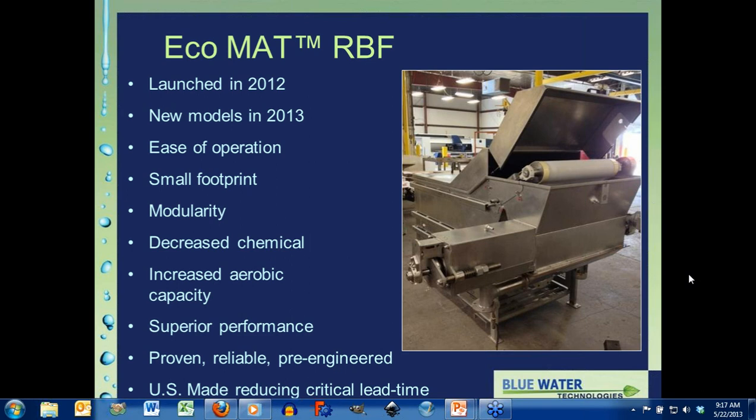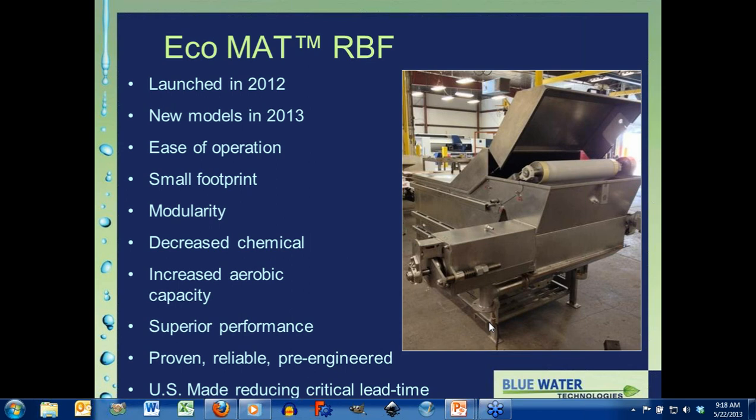What that does for you, this treatment system, the EcoMat rotating belt filter, will provide increased aerobic capacity within a treatment plant, as well as provide a cost-effective way to manage those peaking factors that would otherwise be quite troublesome with combined sewers, overflow scenarios, and stormwater treatment. So I'm covering very broadly a variety of applications for this technology, but very well engineered, very proven track record, and this is a U.S.-made product.